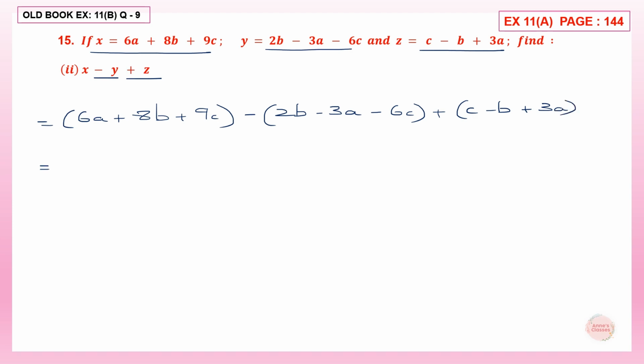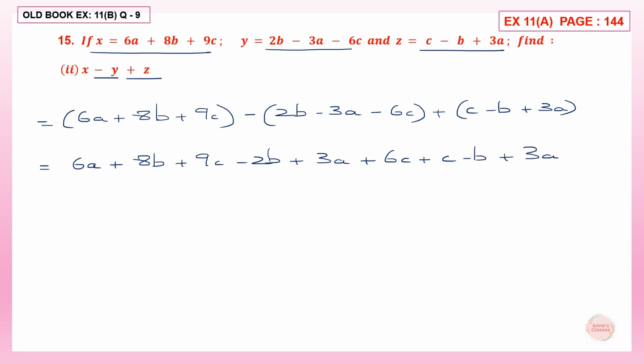So let's remove brackets. So before brackets, if you have a plus sign, no change. So 6a plus 8b plus 9c, no change. Here we have minus, so all this will change. The sign of all these will change. So minus 2b plus 3a plus 6c. Next, it's a plus sign, so no change inside. So that will be plus c minus b plus 3a.